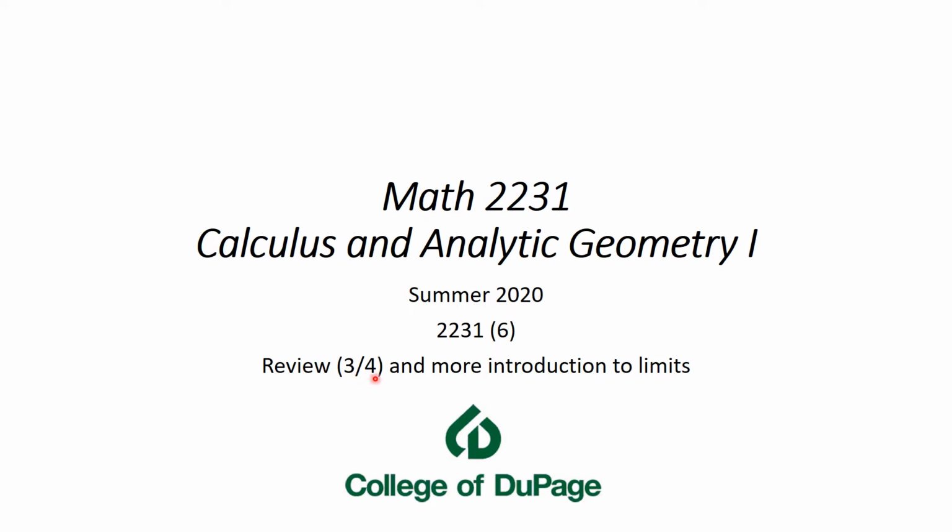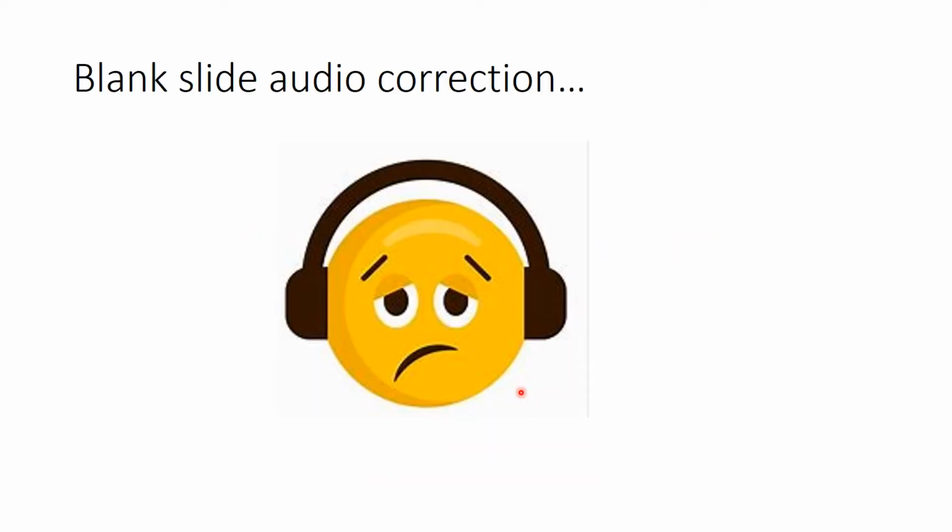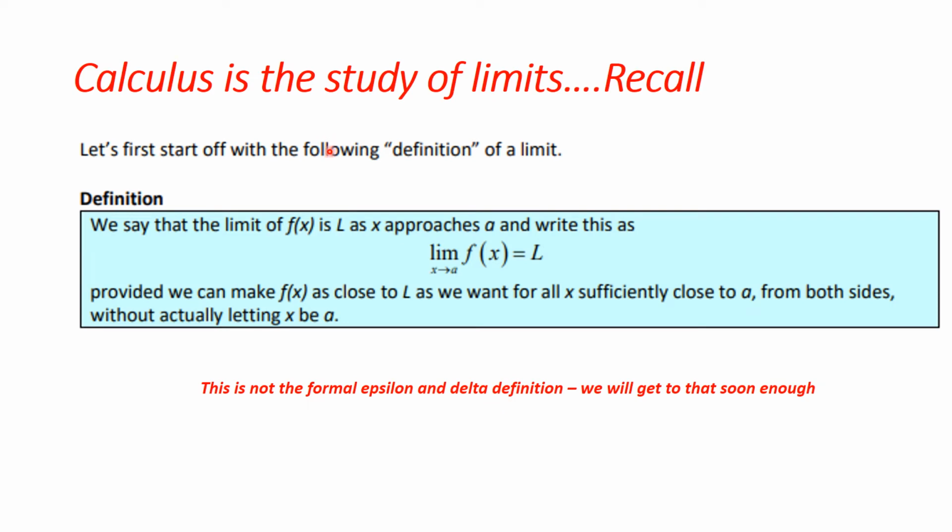The topic of this lecture is review, third lecture of 4, doing a review and more. Calculus is the study of limits, and so it is important that you recall not only that, but the definition of a limit. This is what we showed last time. We say the limit as x tends to a of f of x equals L, provided we can make f of x as close to L as we want for all x sufficiently close to a from both sides without actually letting x be a. Now this is not the formal epsilon and delta definition, but we will get to that soon enough.